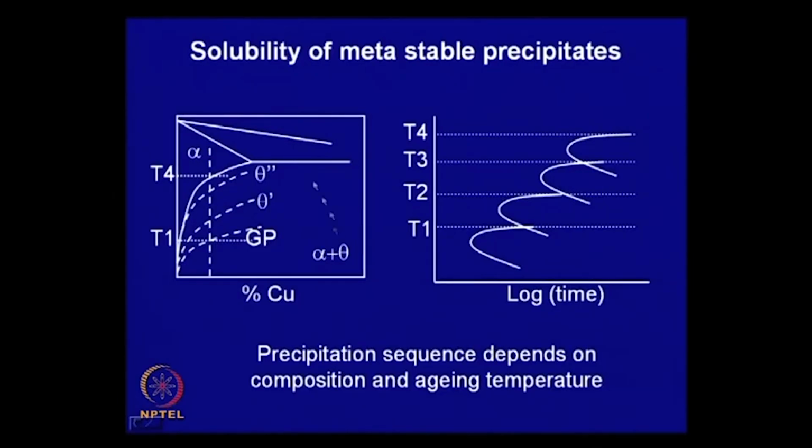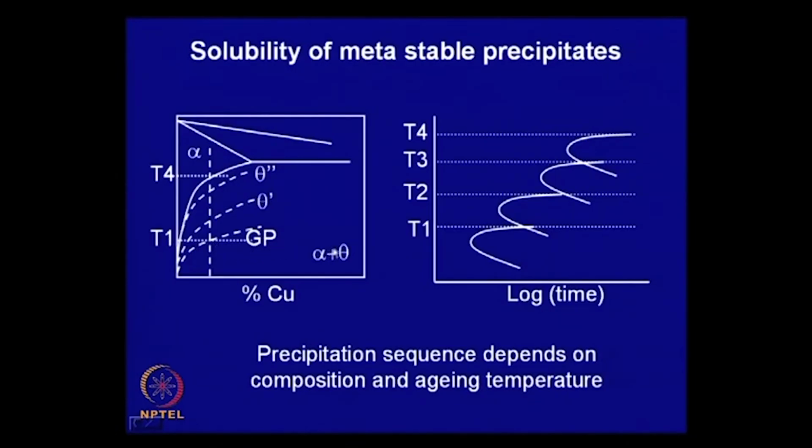Now, this is the diagram we just talked about. This is the solubility of the metastable precipitates, which will depend on the phase, as shown over here. This is the solvus curve for the stable precipitate, theta. This is the solvus curve for theta double prime. This is the solvus curve for theta prime, and this is the GP zone.